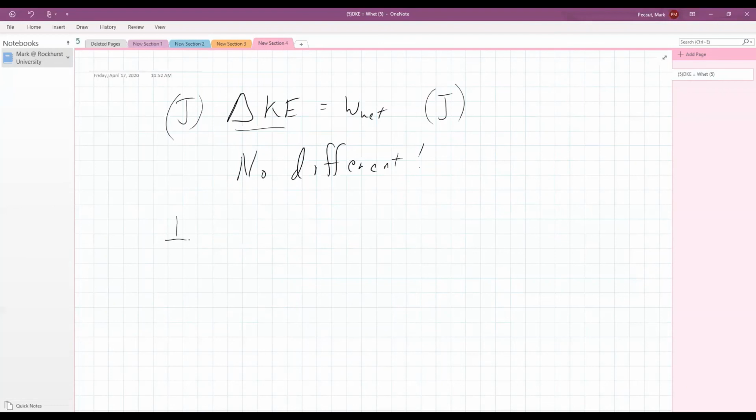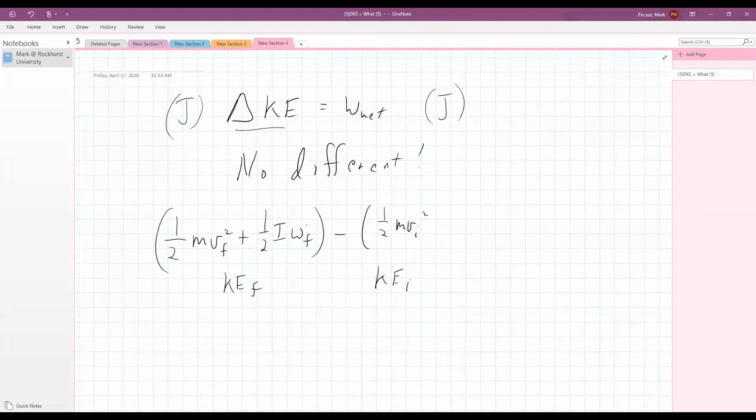So this delta KE becomes 1/2 m v final squared, plus I have to consider the rotational kinetic energy, 1/2 I omega final squared. That's the final kinetic energy. This is the KE final. And then I have to subtract from that the initial kinetic energy. And that's going to be 1/2 m v initial squared. Excuse me, I need to square these. Sorry about that. Plus the rotational kinetic energy, 1/2 I omega initial squared. Okay, so that's the change in kinetic energy.